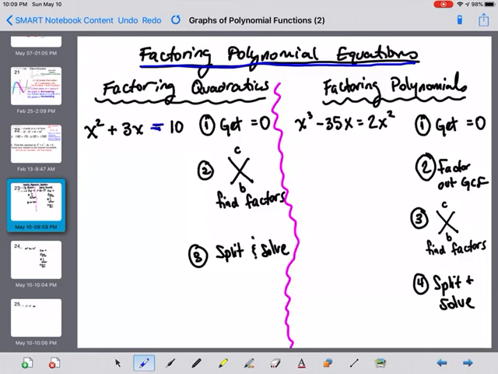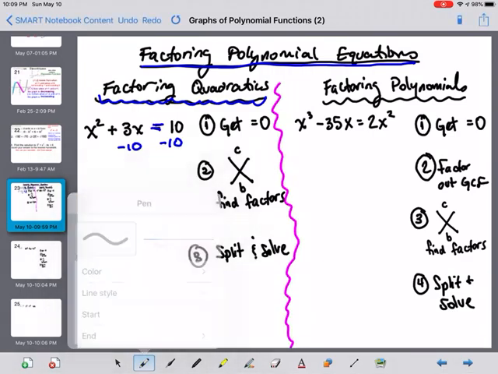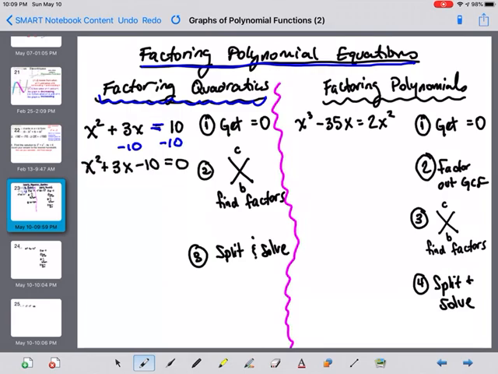First step is, because it has an equal sign, it's an equation. This is just an old school factoring quadratic. So this is a review of what we already know. You always want to get it equal to 0. So that's step 1. Since it's equal to 10 right now, I'm going to subtract 10 from both sides. And then I'm going to write x squared plus 3x minus 10 equals 0. So that's my first step.